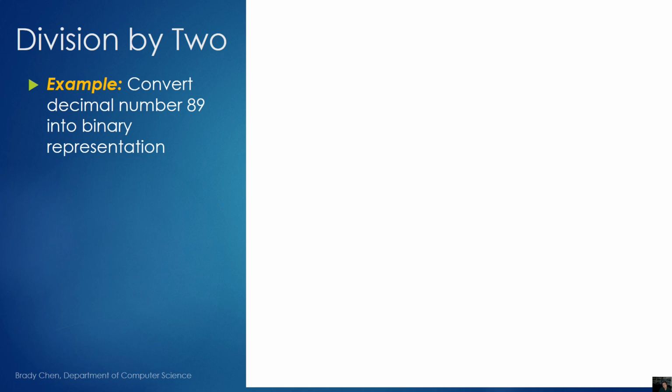Now here is another example. This time we're going to look at the number 89. It's kind of a big number, right? It's not really that big, but if we try to actually calculate it by hand, it's still kind of big. So let's just do this. Okay, so we have 89.